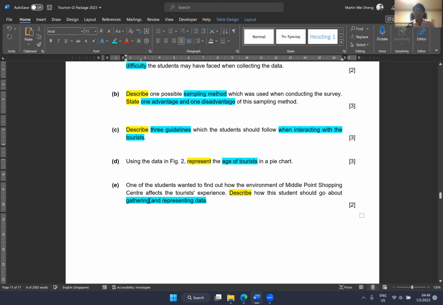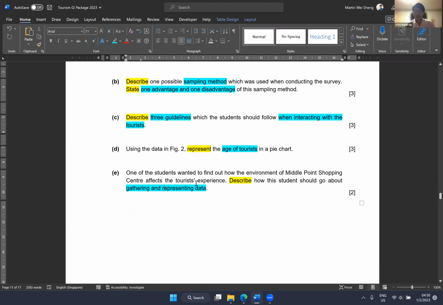Okay, so there are two focus over here. First, he must gather the data. Next, he must represent the data. Okay, so focus is also on the tourist experience. So think about the different data collection methods that you learn. Which one of the data collection methods actually focuses on experiences? Okay, the hint to you is that when we talk about experience, we talk about positive experience as well as negative experience. Okay, good things and the bad things.